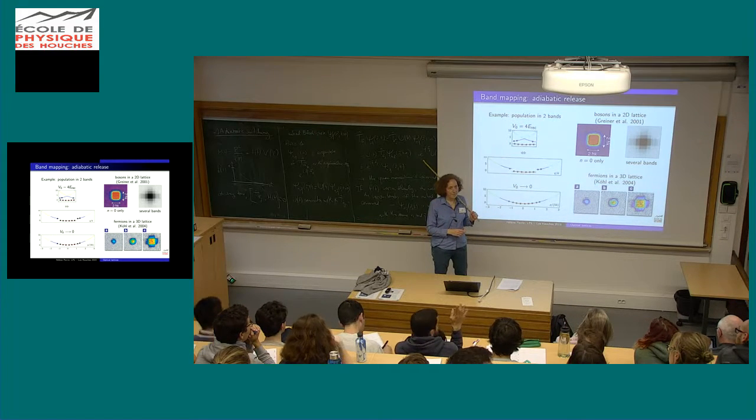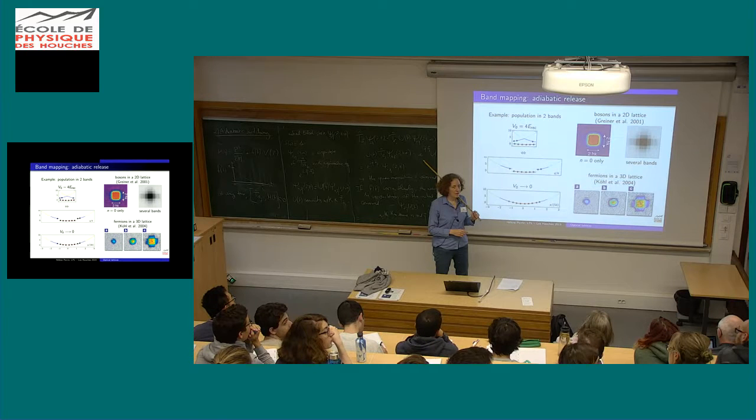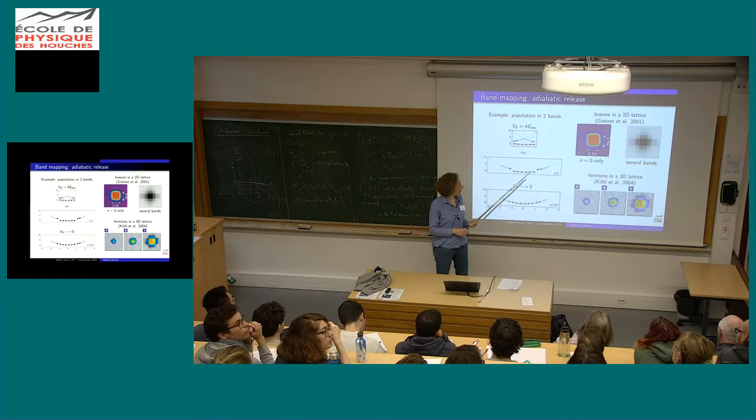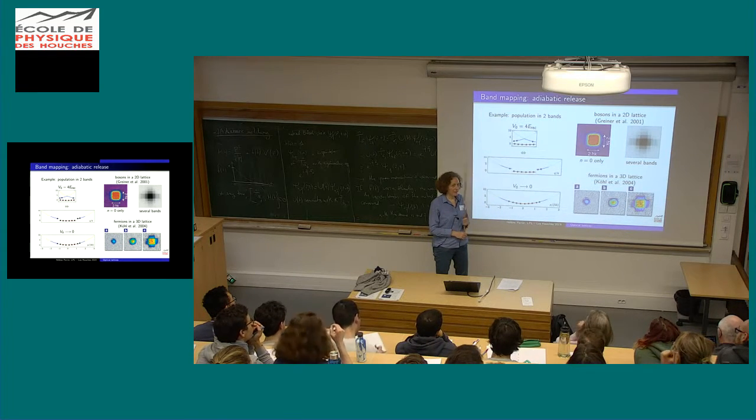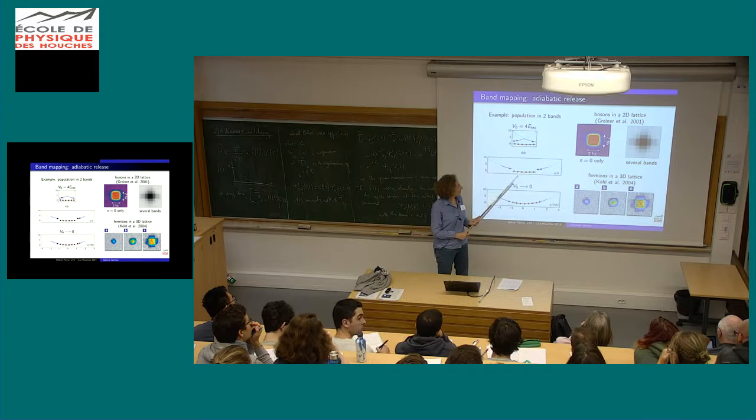Yes? One short question. The edge is rather smooth in this picture. Is this because part of the cloud is not in an adiabatic condition, and that's why we see that it smooths out of the second band?